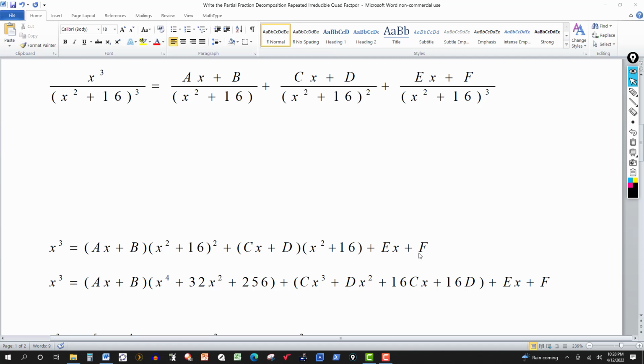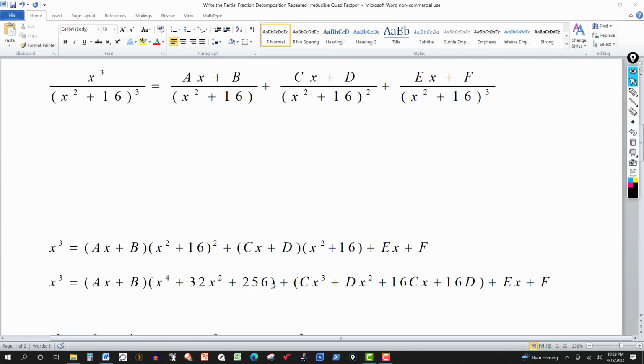Now, we could go ahead and complete the multiplication here on this first one, ax plus b times this expression, and do what we did earlier, especially in the first one, where we set up a polynomial expression on the right side and then equate the coefficients. So if you have an x cubed on the left side, which you do, the coefficient is 1.